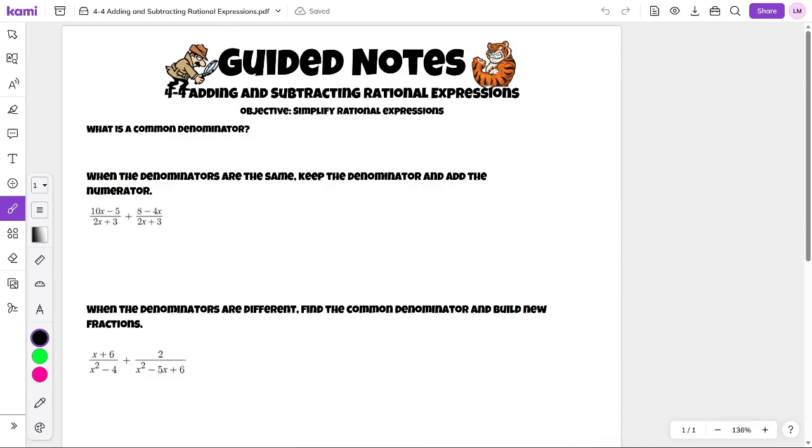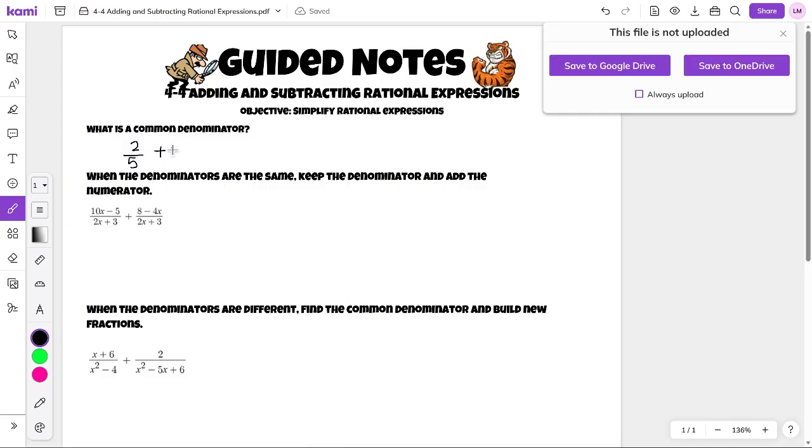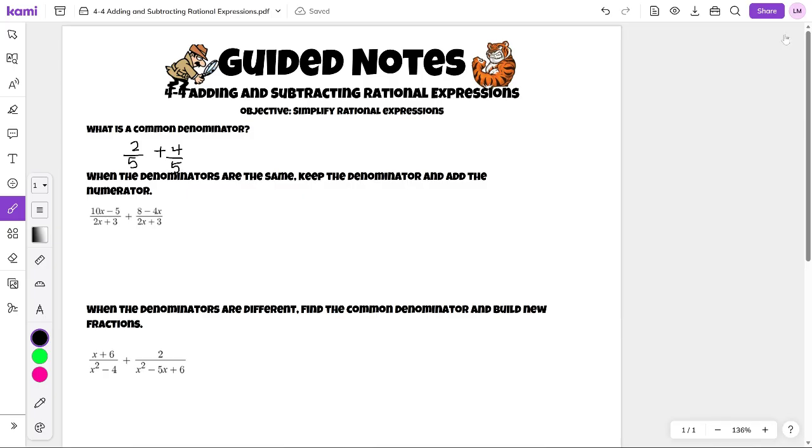For adding and subtracting rational expressions, we want to use the ideas that we learned with regular fractions to simplify rational expressions. So let's talk about common denominators. When we're looking for common denominators, back in the day when we added fractions without a calculator, we made sure our denominators were the same, and then we added the top and kept the bottom the same.